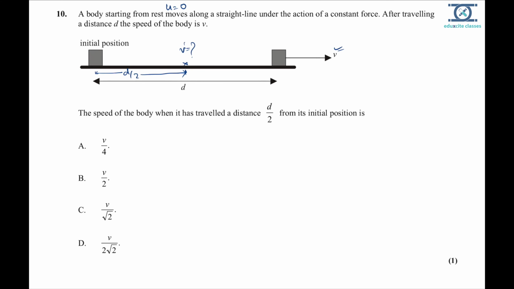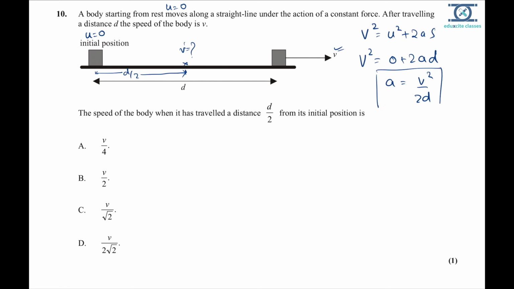So let me make an equation. At the initial position the speed is 0. So v square will be what? u square plus 2as. We know this equation. So at a distance d, v square equals u, which is 0, plus 2 into a into s, where s is d. So a can be written as v square by 2d.